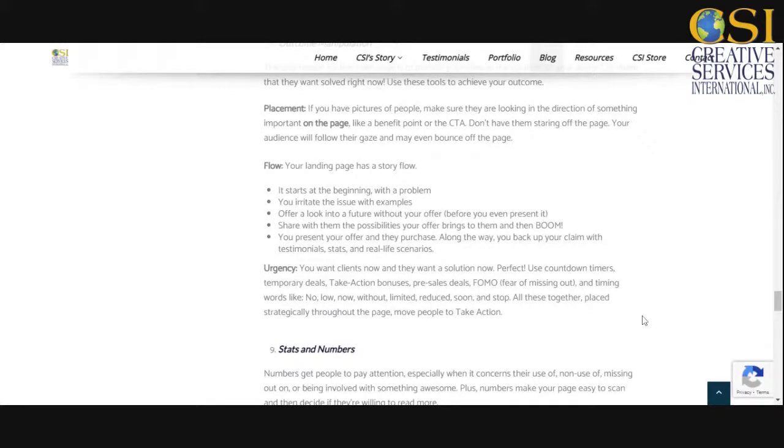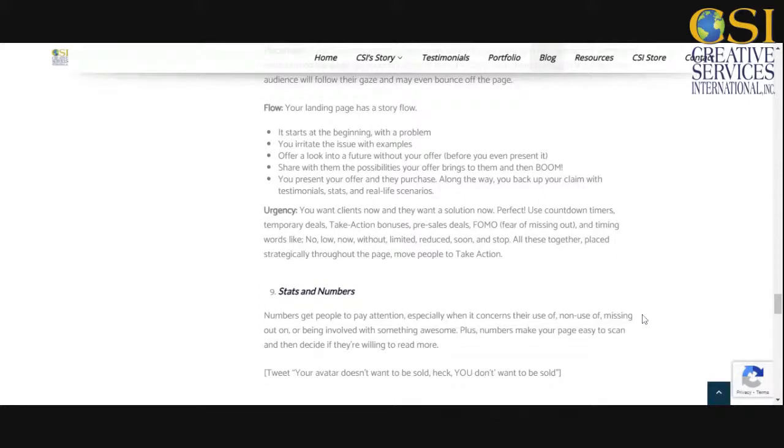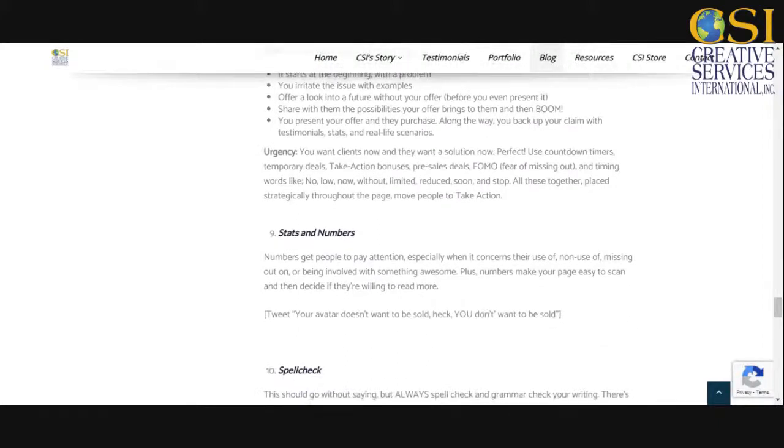And the flow, your landing page story has a flow. It starts at the beginning with a problem. You agitate the issue with examples. You offer a look into the future without your offer before you even present it. And then you share with them the possibilities your offer brings to them. And then boom, you present your offer and they purchase. That's what we hope happens, right?